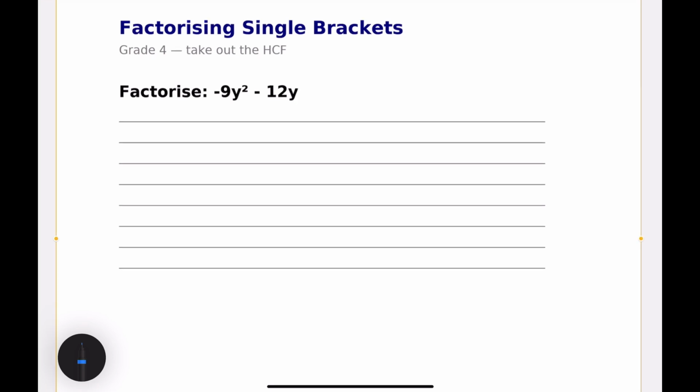Okay, next question. This time we have negative 9y squared minus 12y. So I know that the highest common number factor is negative 3, as that is the highest number that goes into both negative 9 and negative 12. So now let's think about the letter. Well, this is going to be y. There is at least one y in each term. So negative 9 divided by negative 3 is going to be positive 3. And y squared divided by y is going to be y.